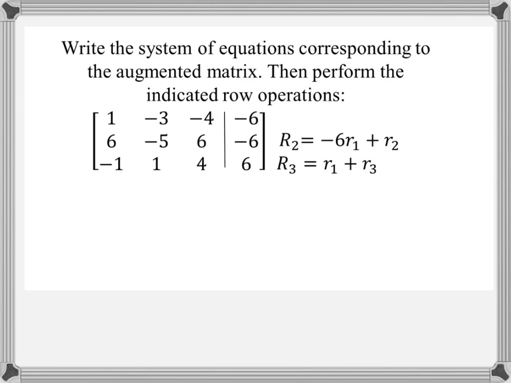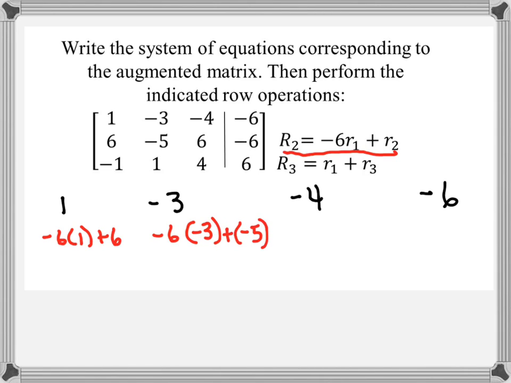The first row is not changing, so I still have my 1, my negative 3, my negative 4, my negative 6. In the second row, this rule says that our new row 2 will equal negative 6 times row 1 plus row 2. So going through columns from left to right, we will do negative 6 times 1 plus 6, negative 6 times negative 3 plus negative 5, negative 6 times negative 4 plus 6, and negative 6 times negative 6 plus negative 6.